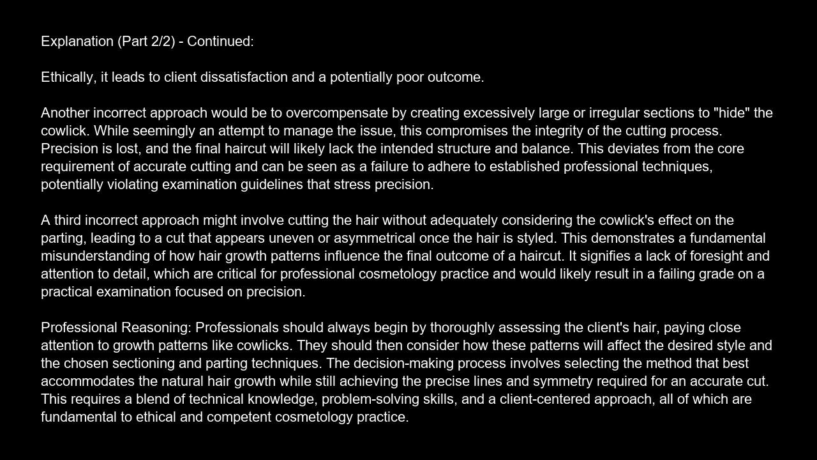Another incorrect approach would be to overcompensate by creating excessively large or irregular sections to hide the cowlick. While seemingly an attempt to manage the issue, this compromises the integrity of the cutting process. Precision is lost, and the final haircut will likely lack the intended structure and balance. This deviates from the core requirement of accurate cutting and can be seen as a failure to adhere to established professional techniques, potentially violating examination guidelines that stress precision.